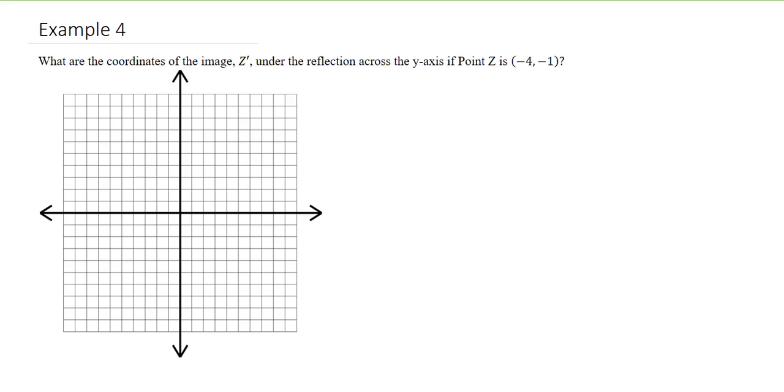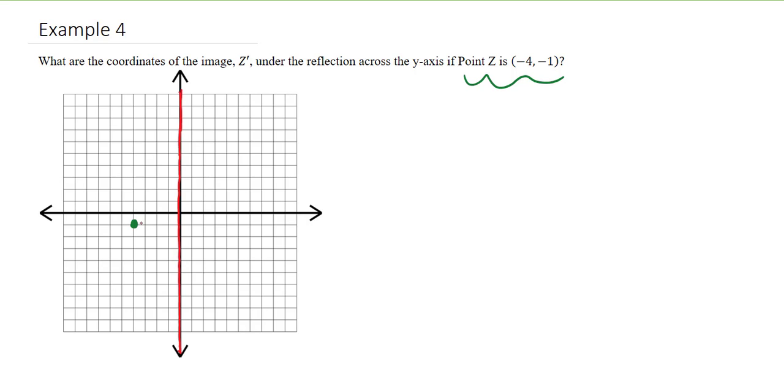Now let's do another example. Example 4: what are the coordinates of the image z prime under the reflection across the y-axis if point z is (-4, -1)? Let's plot our point z. We start at the origin and go over 4: 1, 2, 3, 4, and then down 1. That's a point right there. Now we're going to cross the y-axis, and our y-axis is right there.